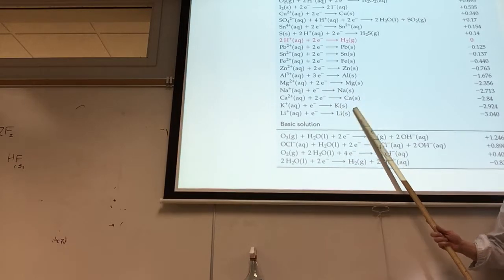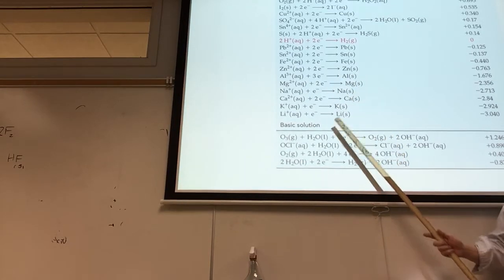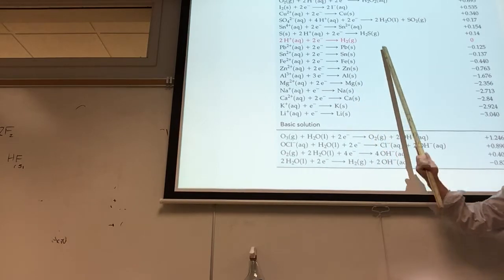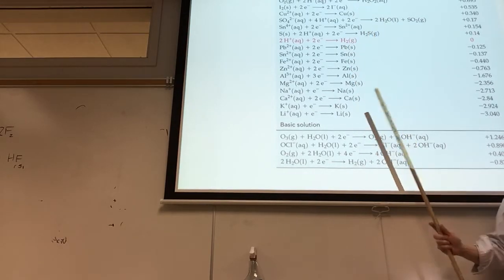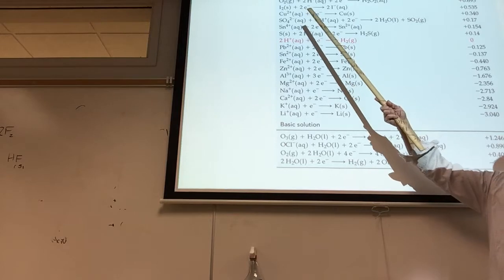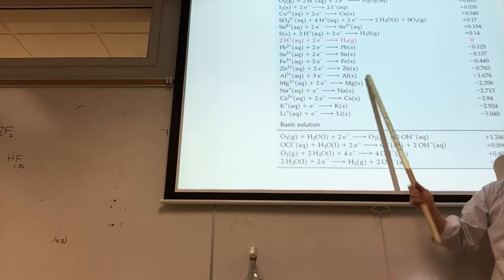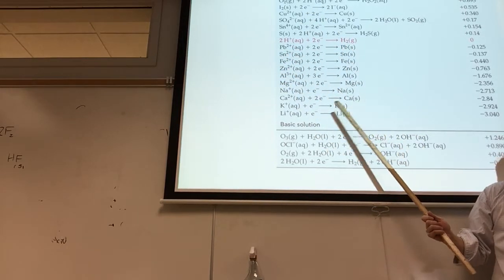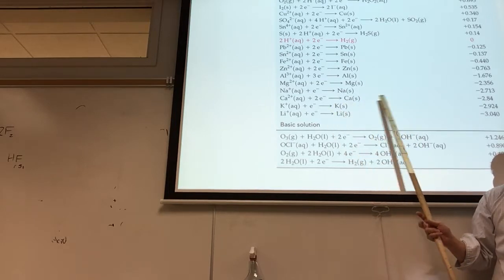And so some people like the activity series, and what they'll do is they'll flip this table and then take the mirror image. When they do that, lithium ends up at the top left, and they put all the reducers on the left and the oxidizers on the right. And so you see this table isn't always consistent.